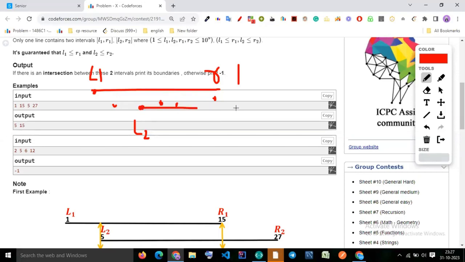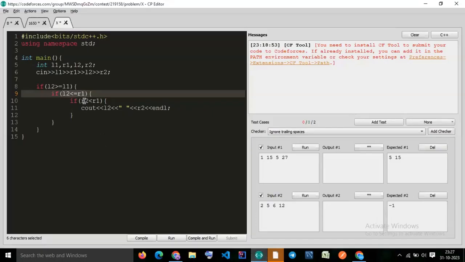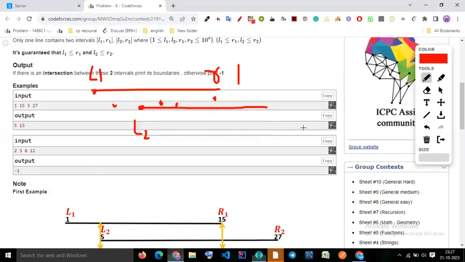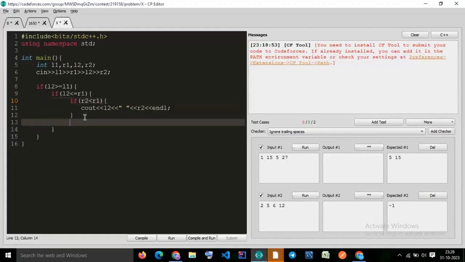Okay, let's understand. And then I'm asking whether it's possible that R2 is less than R1. Let's suppose R2 is less than R1. This is one of the possible cases. So this is a common point, an intersection point. So the answer is L2 and R2. Yes or not? But if R2 is greater than R1, think about it: what would the answer be then? R1. L2 and R1. Okay.